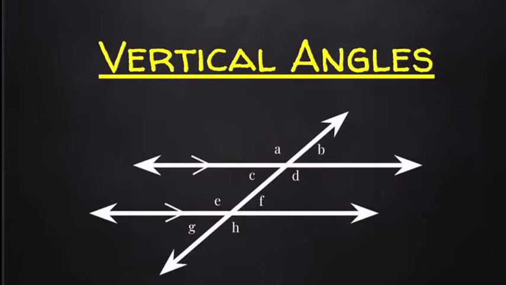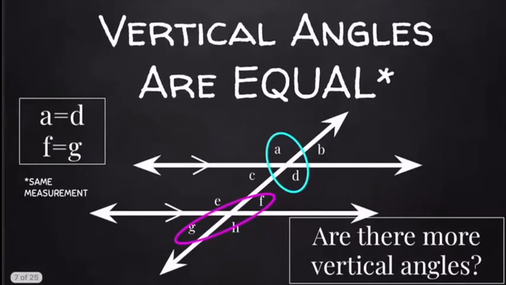Angle A and angle D are vertical angles. Let's now go on to the next slide. As you can see here, vertical angles are equal. Equal meaning they have the same measurement. So these two are vertically opposite angles. That means if this is 100 degrees, what would the measure of angle D be?